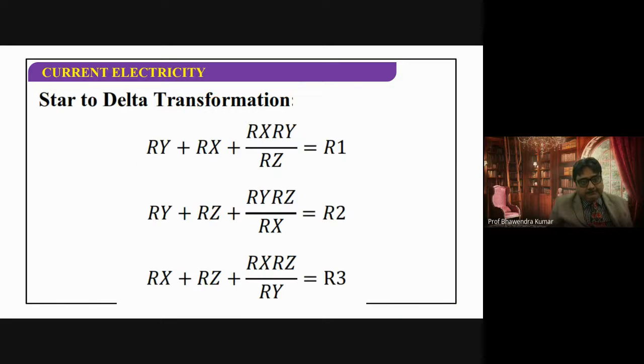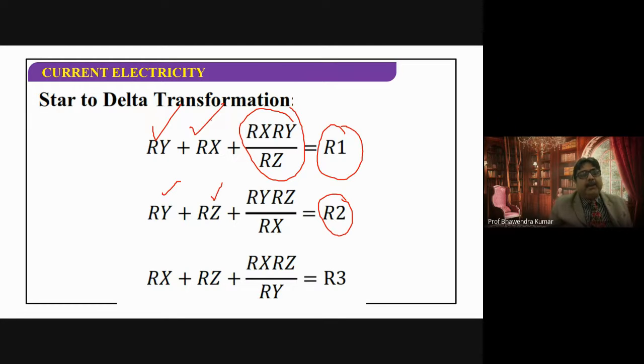Okay? Now, if we have to convert star to delta, then R1 will be what? Rx plus Ry plus Rx Ry by Rz. If I have to find R2, then it will be Ry plus Rz plus Ry Rz by Rx. If I have to find R3, then it will be Rx plus Rz plus Rx Rz divided by Ry. That is how the star to delta transformation works.